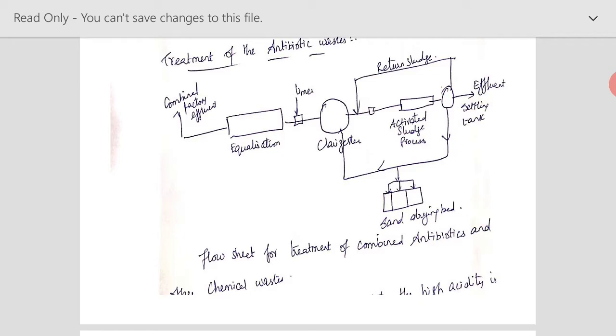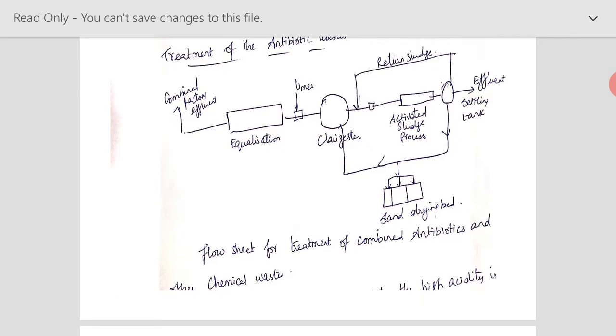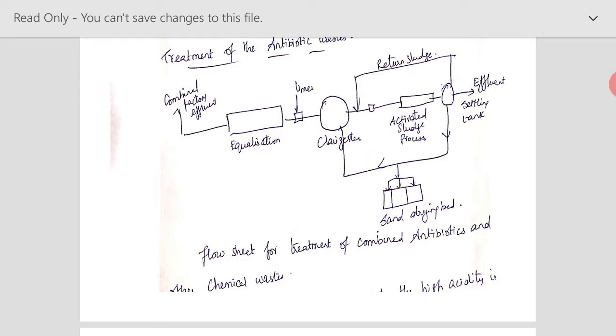And a portion of this effluent is also returned back to the treatment system. Why? Because normally in this effluent, certain bacteria will be present, which will be helpful to increase the efficiency of the treatment system. So here we are recycling a portion of the effluent back to the activated sludge process, so that the freshly incoming influent to this activated sludge process will be easily activated with the help of this bacteria.